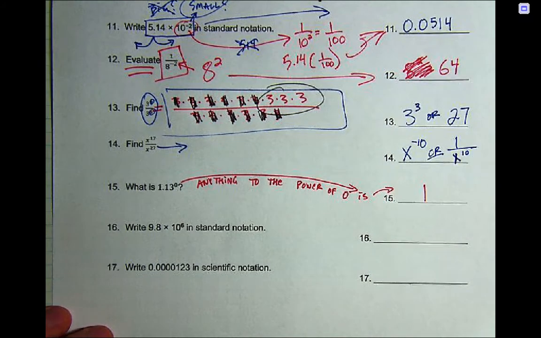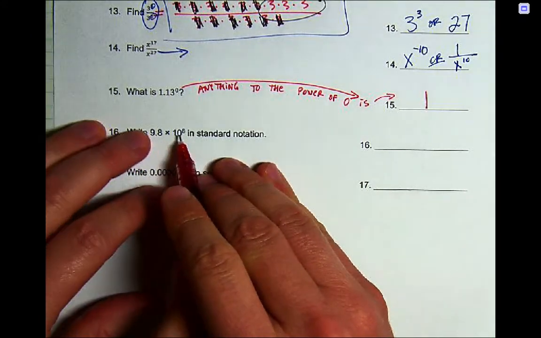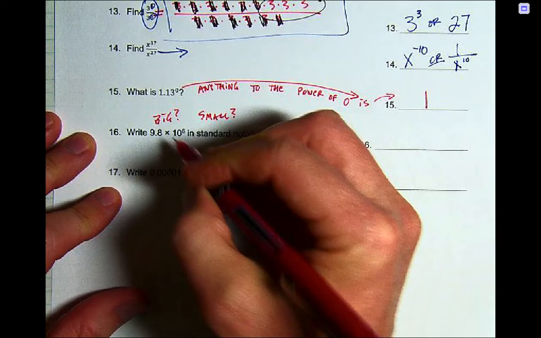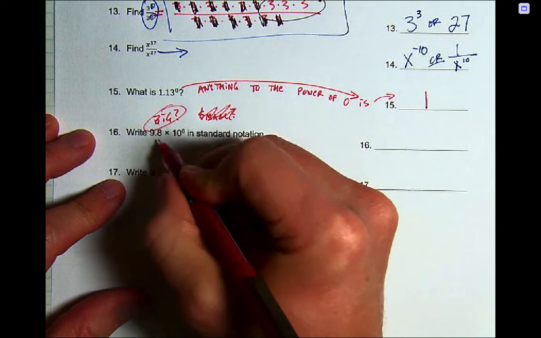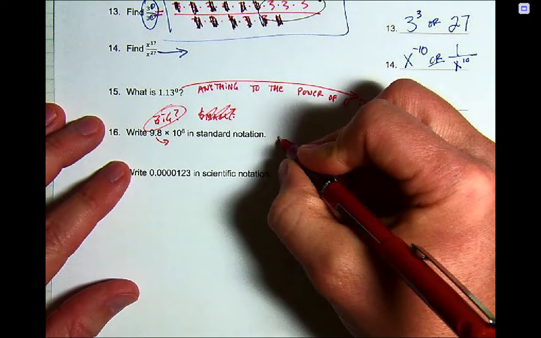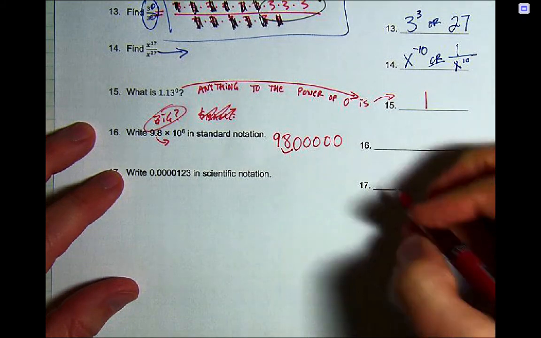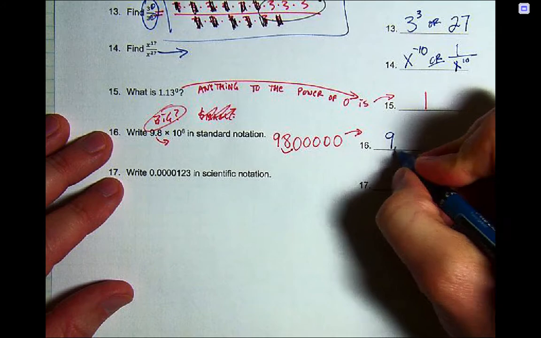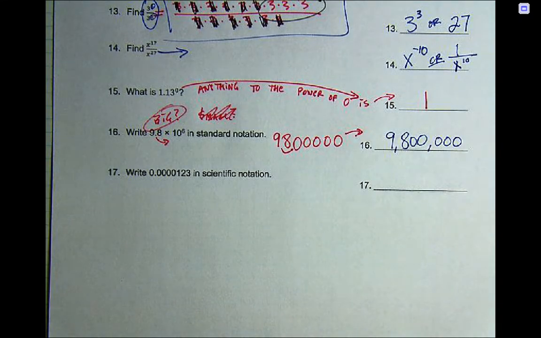All right, just two more problems, and they're both scientific notation, standard notation type problems. So 9.8 times 10 to the sixth, big or small? This one is a really big number because of the exponent here. So where am I going to move this to make this a bigger number? Not that way. That would make it 0.00 something. I'm going to move it this way. How many times? 1, 2, 3, 4, 5, 6. When I write my answer here, in writing, it's always nice to put in the commas. And when you put in the commas, we can see that this is 9,800,000.